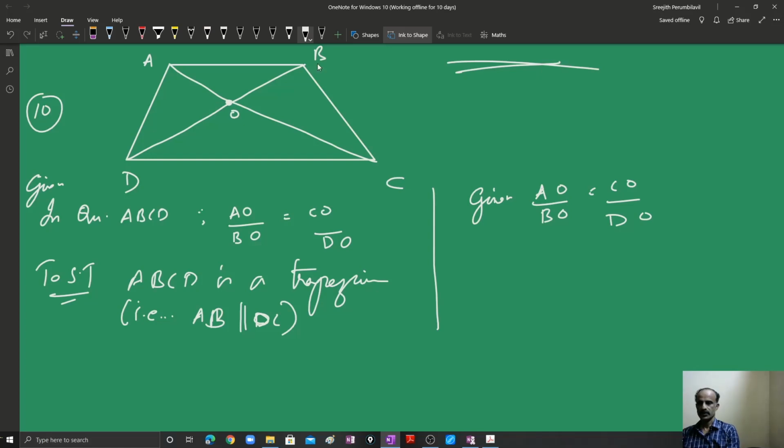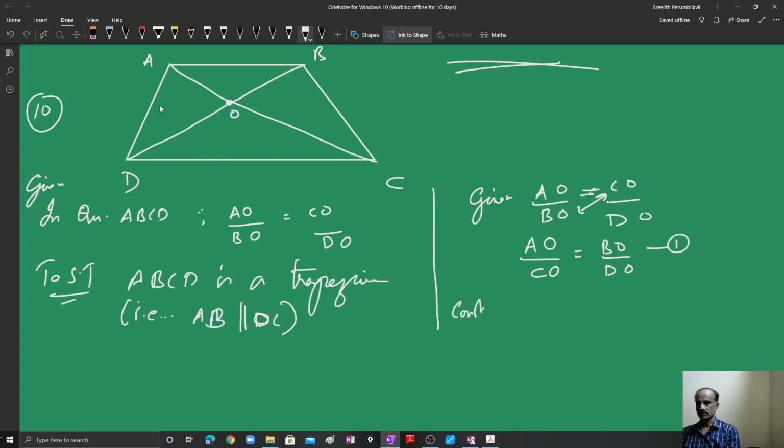I am just using the alternando principle. I am just going to change these two. I will just rearrange these two. This implies AO by CO is the same as BO divided by DO, relation number 1. Okay, we will go for construction.